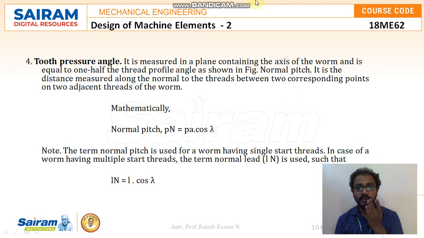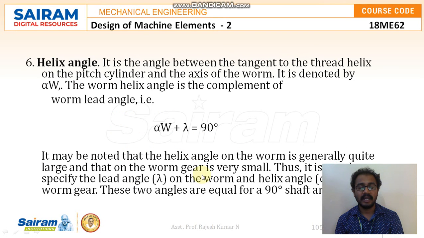The next one is tooth pressure angle. It is measured in a plane containing the axis of the worm and is equal to one half the thread profile angle, which is shown in the previous sketch, where the normal pitch is the distance measured along the normal to the threads between two corresponding points on two adjacent threads of a worm. Mathematically, normal pitch Pn is equal to Pa into cos lambda. The term normal pitch is used for a worm having single start threads. In case of a worm having multiple start threads, the term normal lead Ln is used, such that Ln is equal to L into cos lambda.